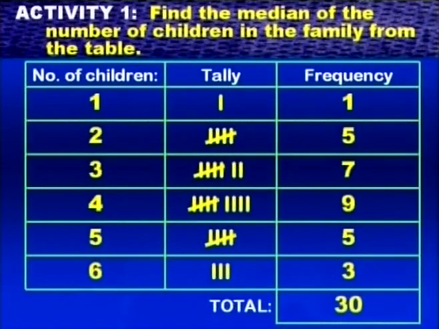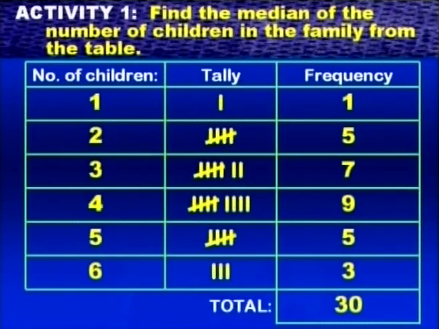The activity 1, find the median of the number of children in the family from the table. The table is given there. That is the table that we will use to find the median. We used that same table in our previous lesson to find the range and mode. Now we are going to use that same table to find the median. Remember, median is the middle score in order of sizes.